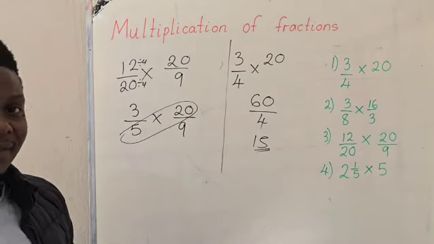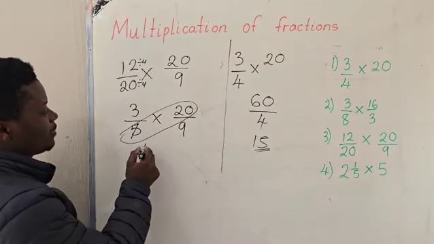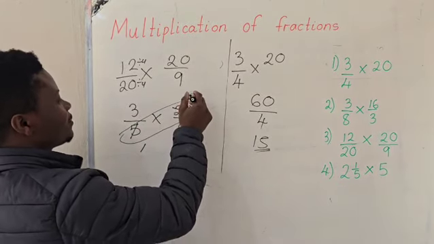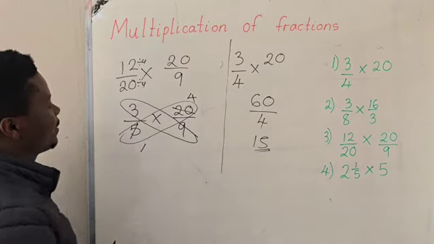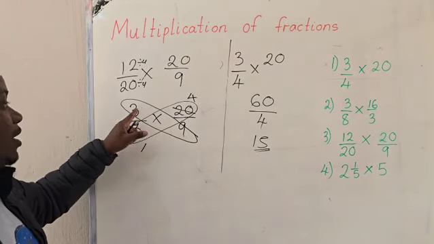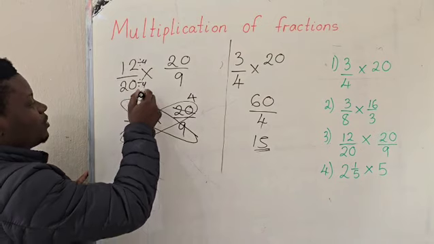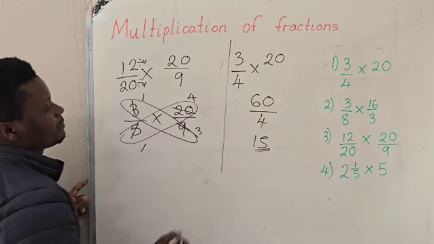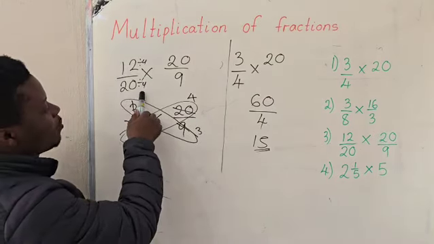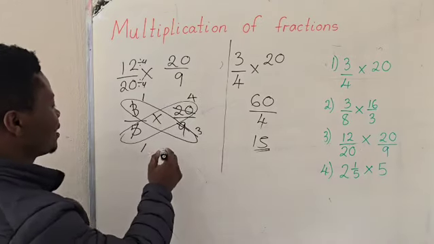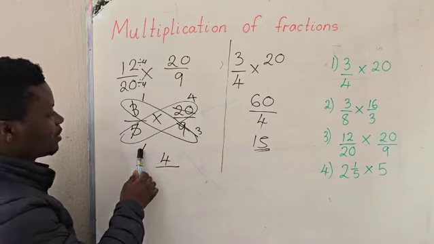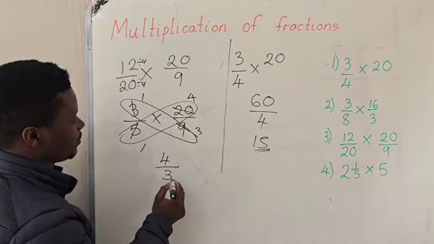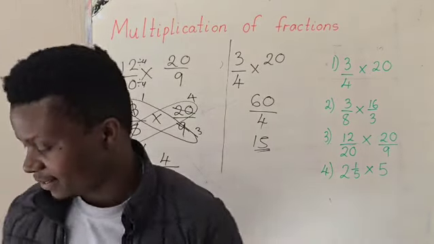5 and 20, 5 can divide into both. 5 into 5, 1. 5 into 20, that's 4 times. Then we check this way diagonally like a butterfly. 3 into 9, 3 is a factor that can divide. 3 into 3, 1. 3 into 9 is 3 times. So now we simplify. 1 times 4, numerator times numerator, you get 4 over denominator times denominator, 1 times 3 is 3. Then this is your final answer.